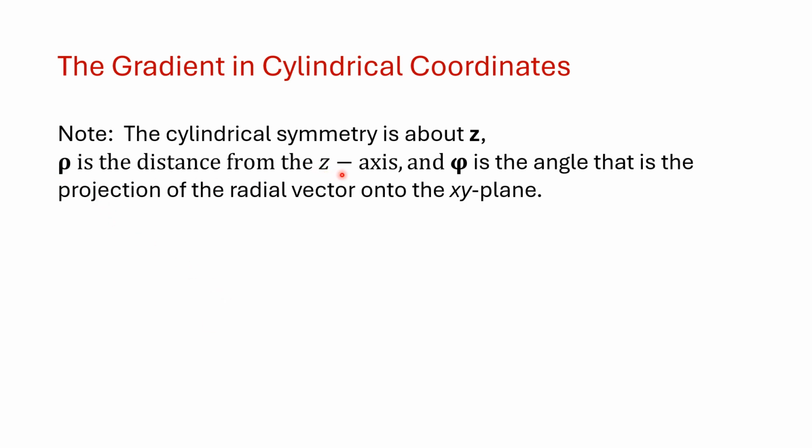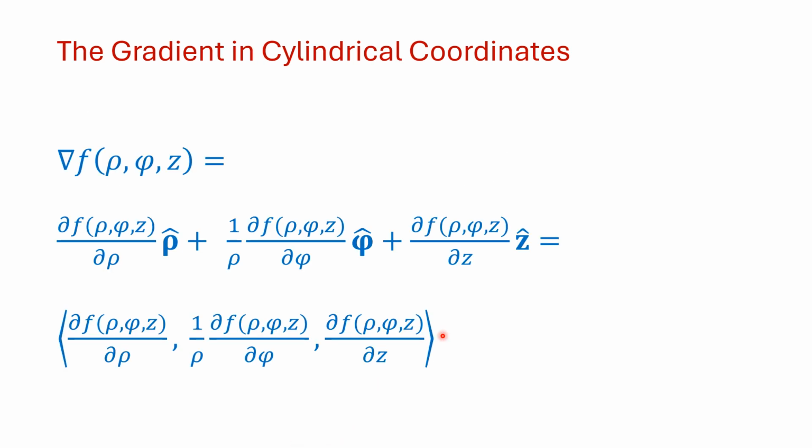Rho is the distance from the z-axis, how far out, and phi is a projection of an angle onto the XY plane, or the plane that's perpendicular to the z. So we're going to have a little difference in finding our gradient.